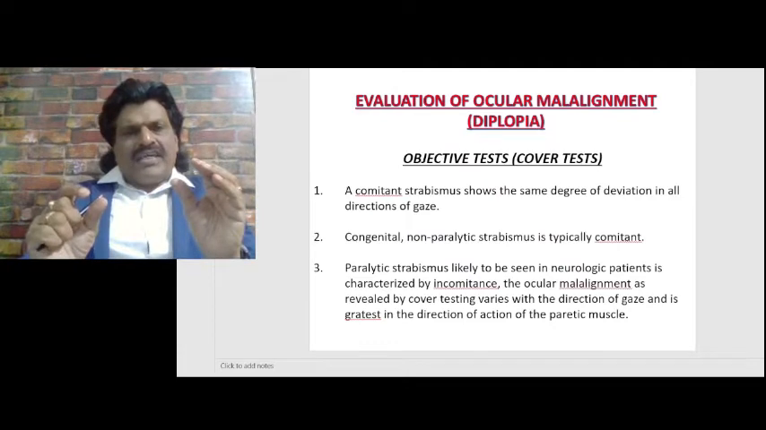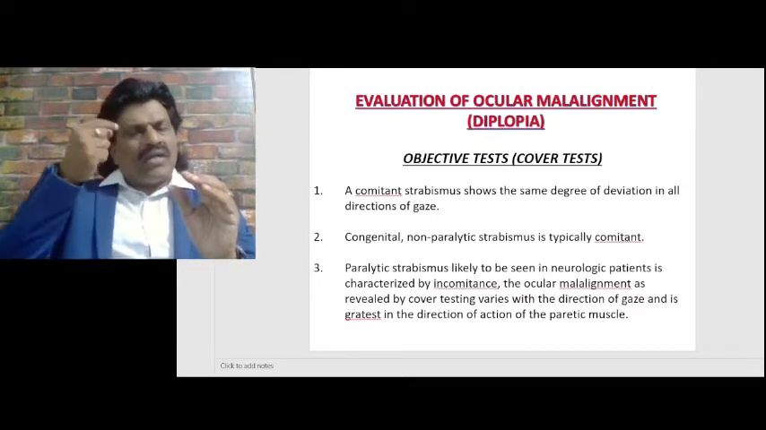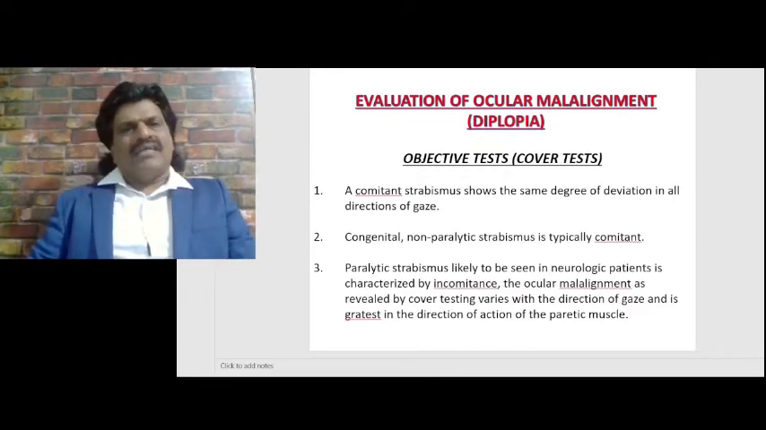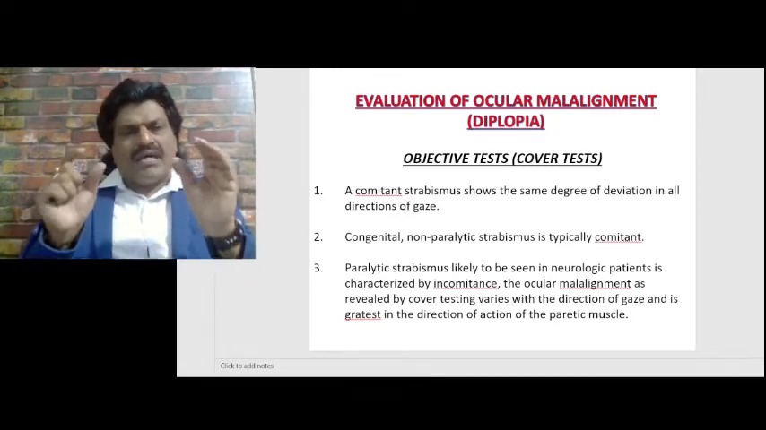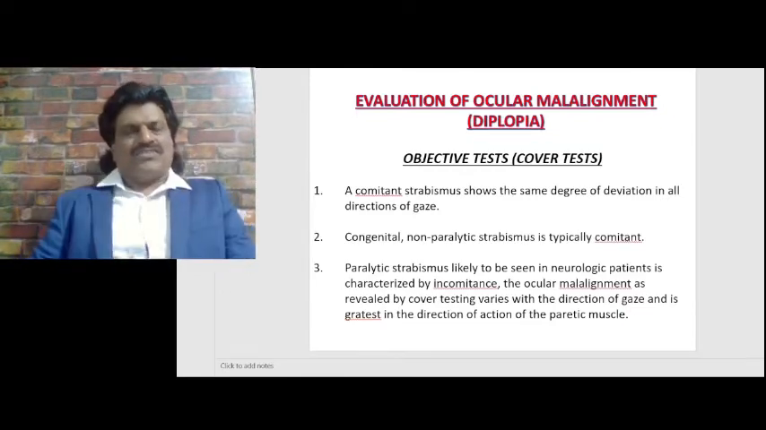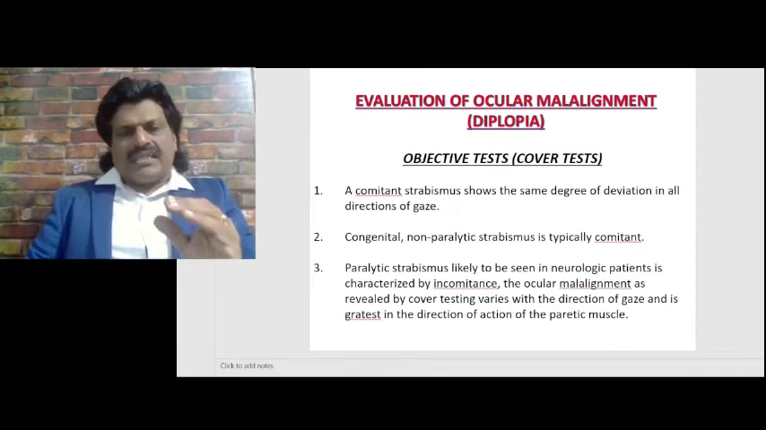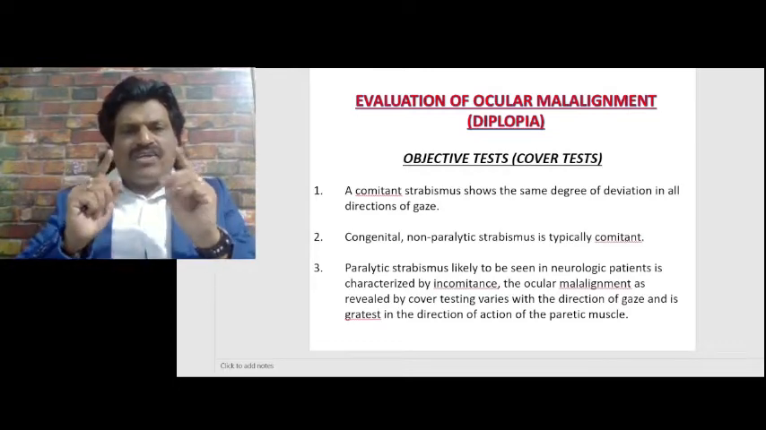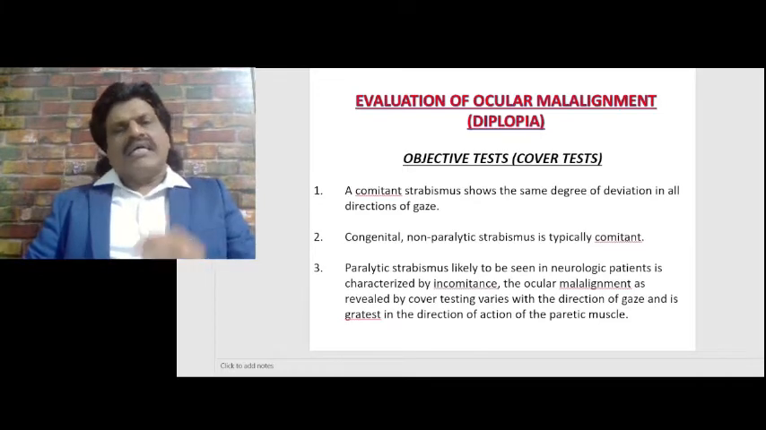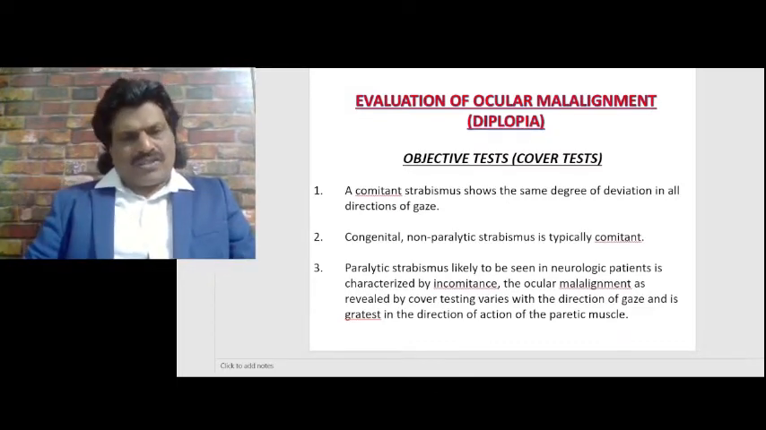So the primary deviation is based on Sherrington's law of reciprocal innervation pertaining to the eye movement of one eye. The secondary deviation is based on Herring's law of equal and dual innervation pertaining to the eye movement of both the eyes. Having understood these principles, now we'll move forward. Objective test, cover test. A comitant strabismus shows the same degree of deviation in all directions of gaze. Congenital non-paralytic strabismus is usually comitant, usually seen in children.